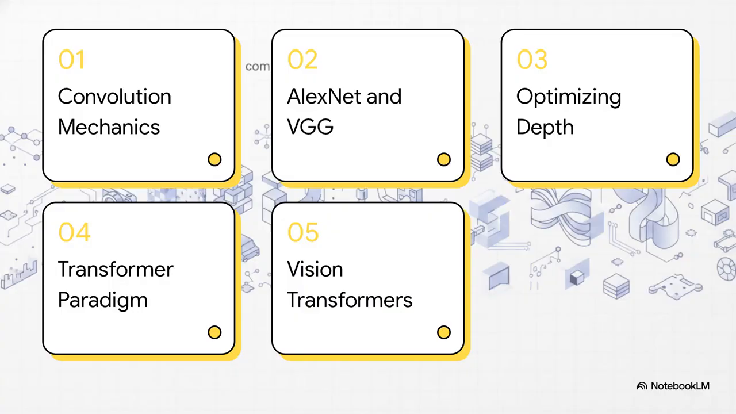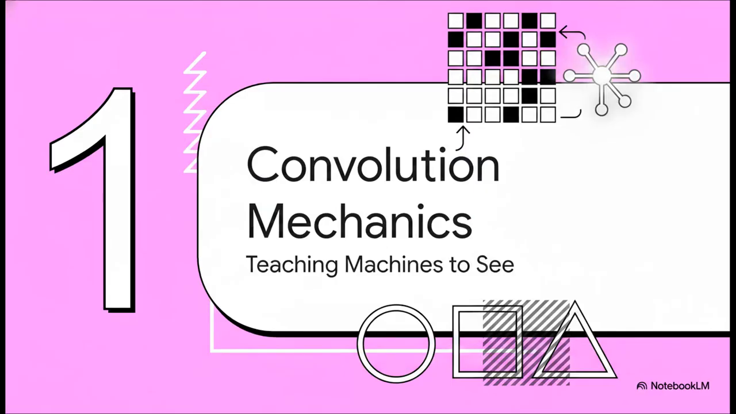Here is our cognitive roadmap for today. First up, the mechanics of convolutions. Second, the AlexNet and VGG breakthroughs. Third, we'll look at optimizing depth with ResNet and batch normalization. Fourth, the massive transformer paradigm shift. And finally, vision transformers. All right, let's jump right into part one, the mechanics of convolutions.